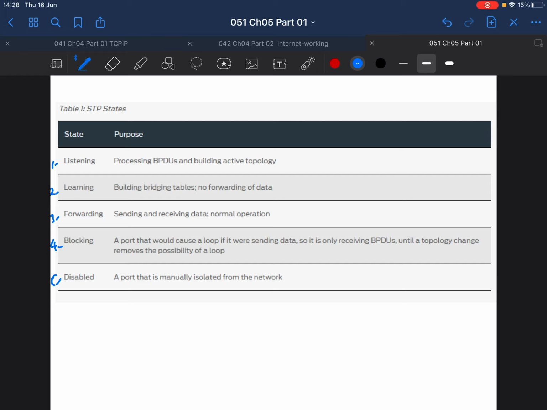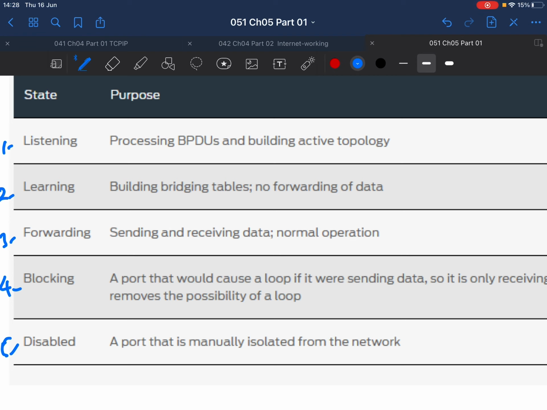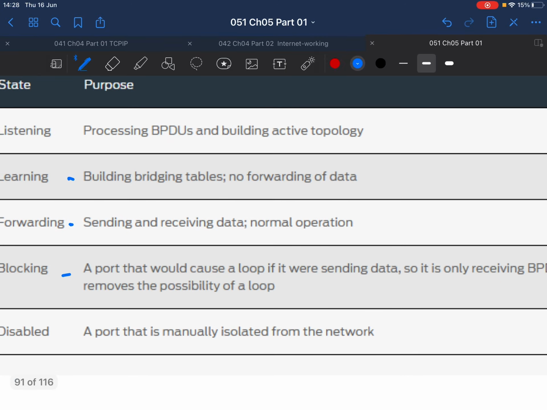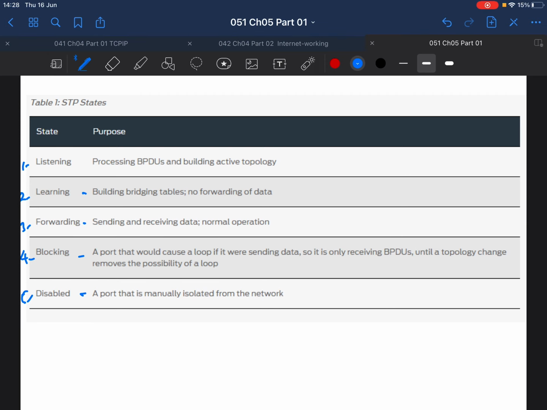Listening: processing BPDUs and building active topology. Learning means building bridging tables, no forwarding of data. Forwarding: sending and receiving data, normal operation. Blocking: a port that would cause a loop if it were sending data, so it is only receiving BPDUs until a topology change removes the possibility of a loop. And disabled: a port that is manually isolated from the network.